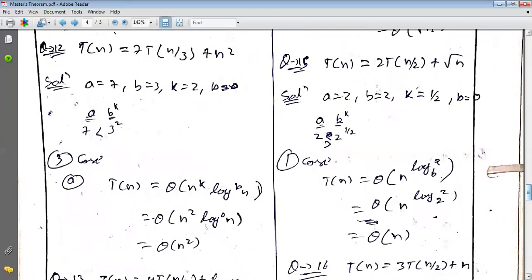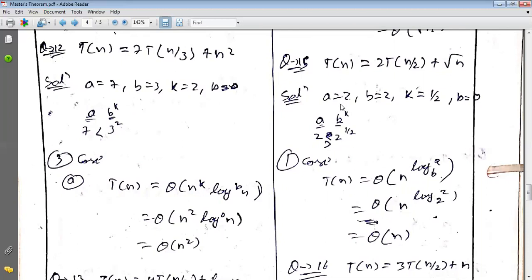If you talk about this, in this case a is equal to 2, b equals 2, and k equals 1 by 2, and p equals 0. So in this case, can we solve this particular problem? Yes, we can solve this particular problem also.